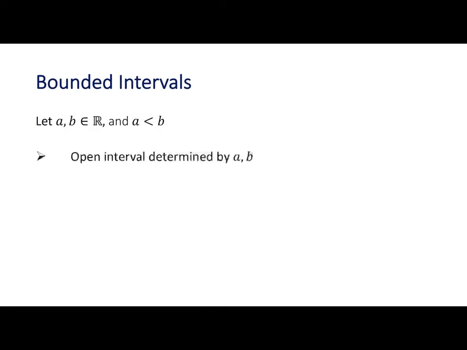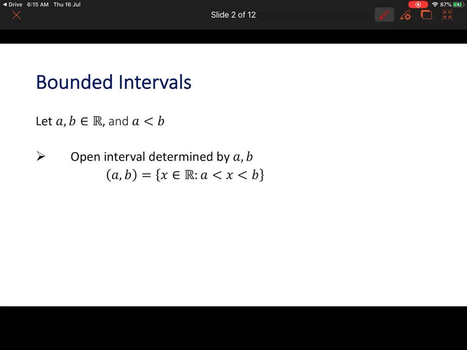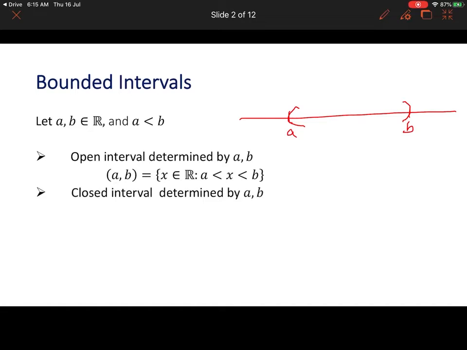Suppose a and b are real numbers and a less than b. Then the open interval (a, b) determined by a and b is defined as the set of all x element of R such that a less than x less than b. So here you have a and here you have b. Open interval (a, b) means all real numbers between a and b. a and b are not included, but all real numbers between a and b.